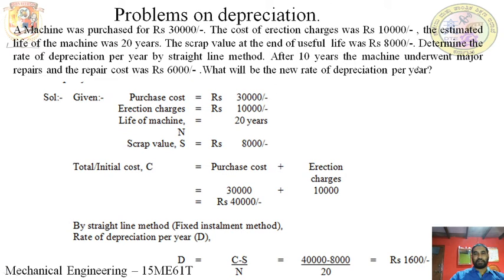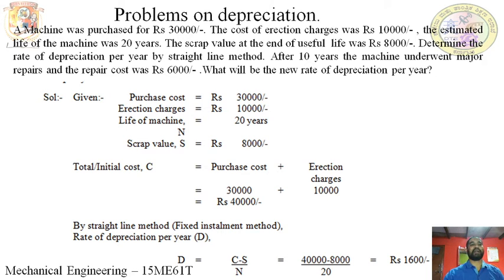So in the initial cost, you must include all the costs. Erection charges and installation charges also come under the total cost of the machine. The purchase cost plus installation cost plus repairs and maintenance cost will be added for the initial cost of the machine. That point you have to remember.